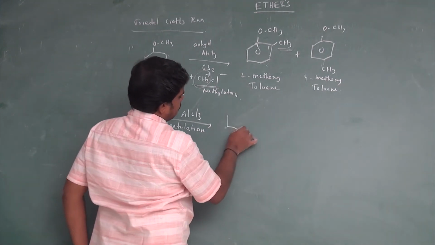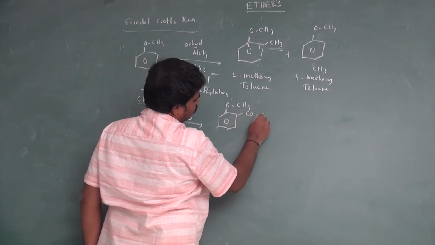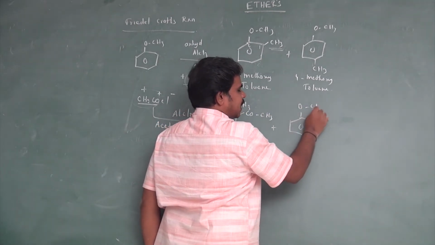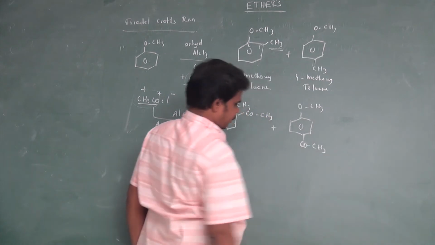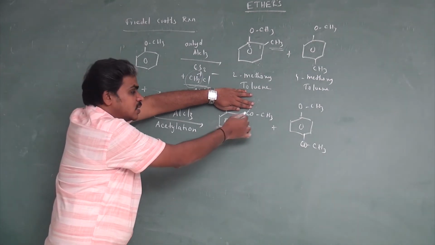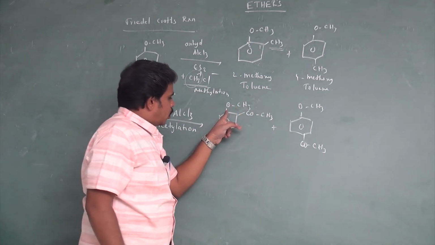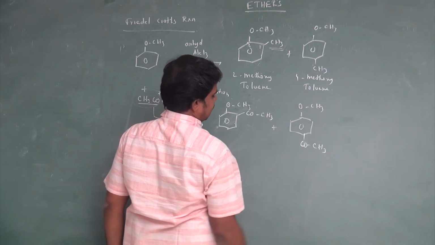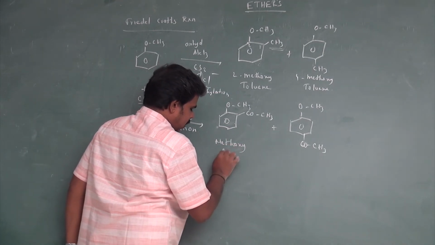So the product is C6H5 OCH3 and COCH3, plus C6H5 OCH3 and here a COCH3. Okay. Now what is the name? Here listen, C6H5COCH3 is known as acetophenone. So 2-methoxyacetophenone, and here 4-methoxyacetophenone.